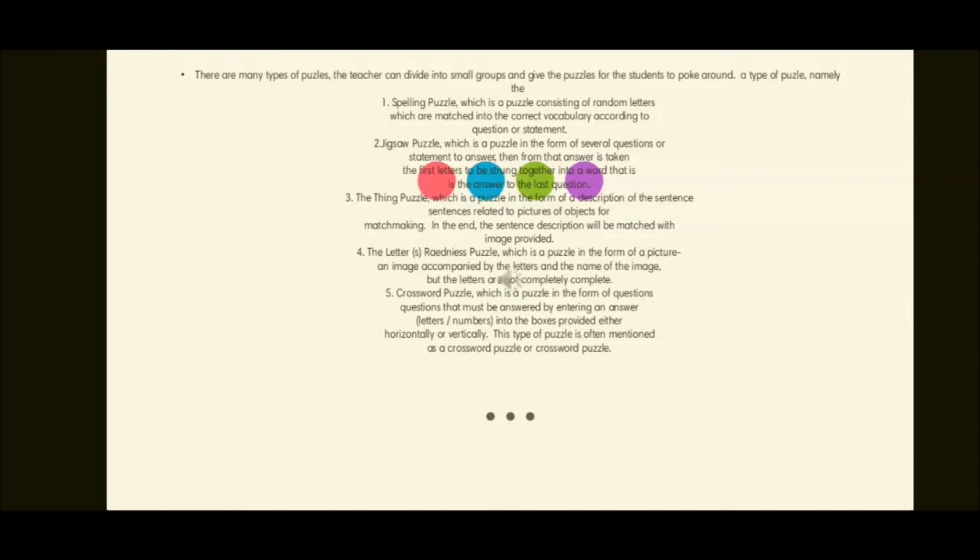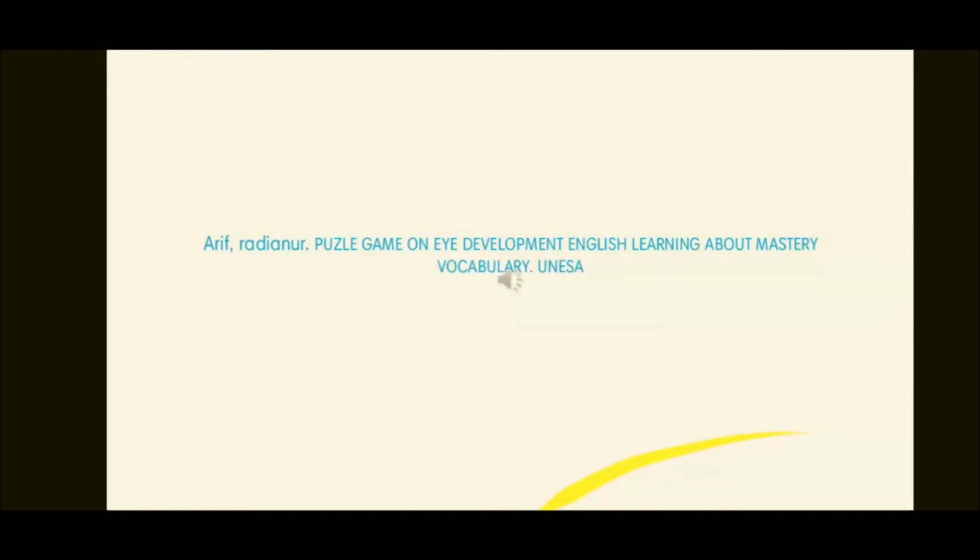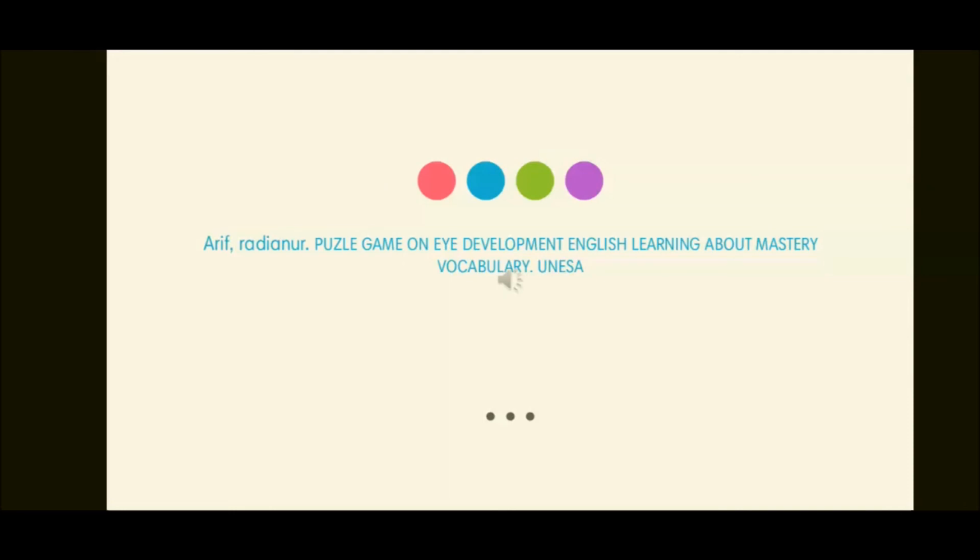A type of puzzle, namely, the first is spelling puzzle. The second is jigsaw puzzle. The third is the thing puzzle. The fourth is the letter or readiness puzzle. And the fifth is crossword puzzle. And this strategy is shown in Arif Radianur's Puzzle Game on a Development English Learning about Mastery Vocabulary, UNESA.